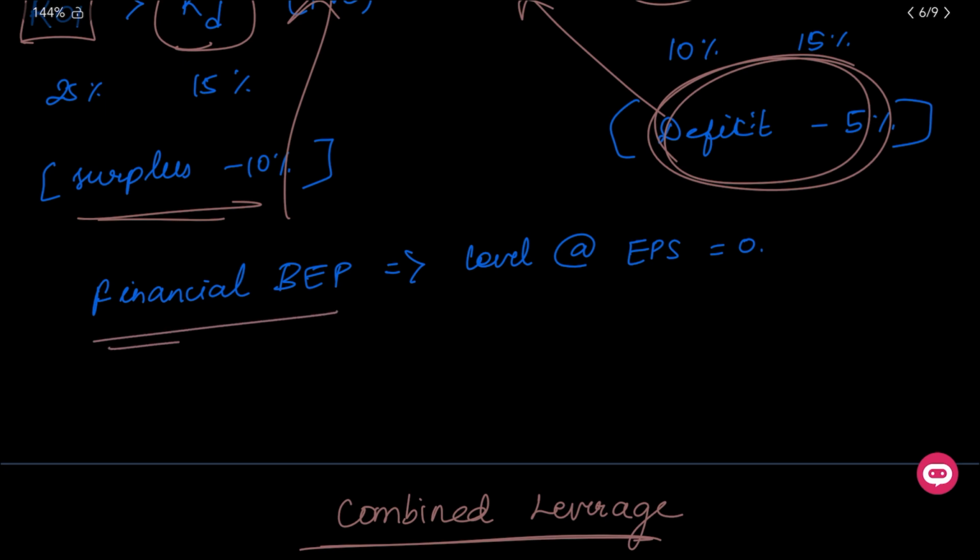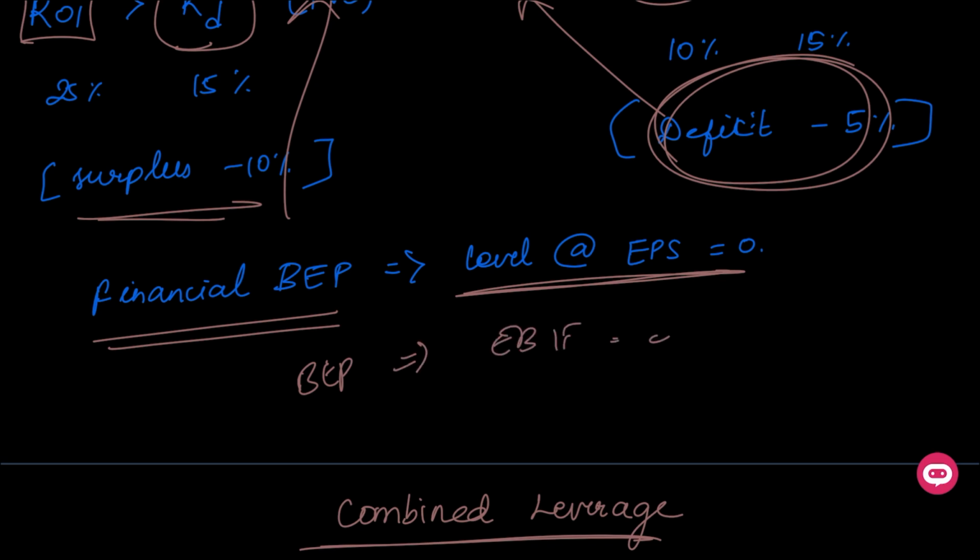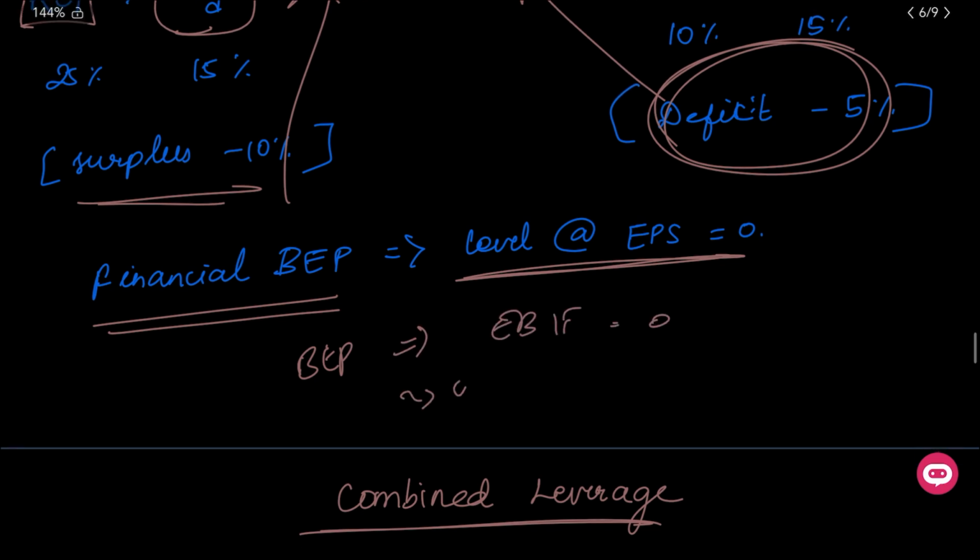Now, what is financial BEP? Financial BEP is the point at which your EPS is zero. Now, plain BEP is a point at which your EBIT is zero. So basically, in this case, your total cost will equal your total revenue. Here, your total cost will include your interest also. Here, it will not include interest.